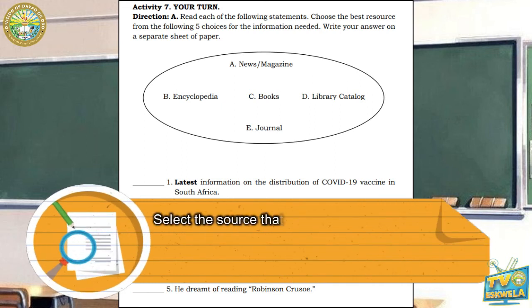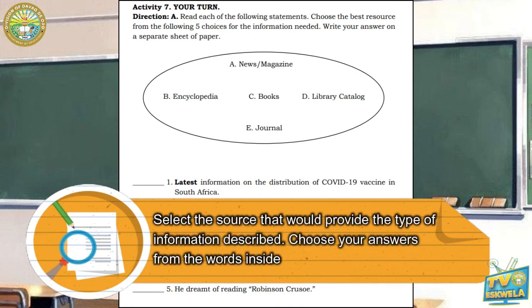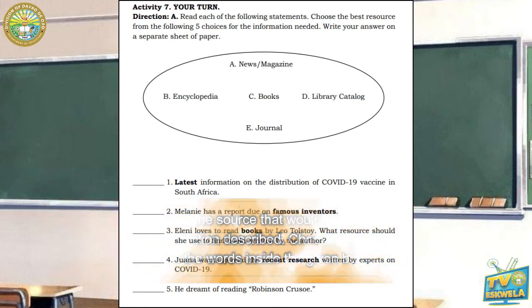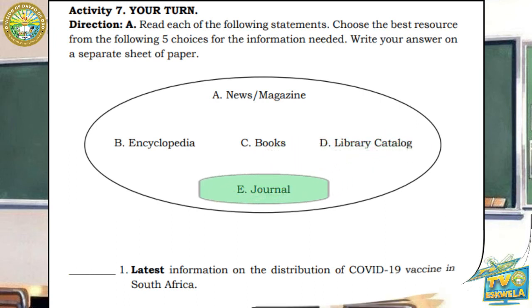Read each of the given statements. Choose the best resource from the following 5 choices for the information needed. Write your answer on a separate sheet of paper. Here are the choices you need to choose from. Letter A, news or magazine. Letter B, encyclopedia. Letter C, books. Letter D, library catalog. Letter E, journal.